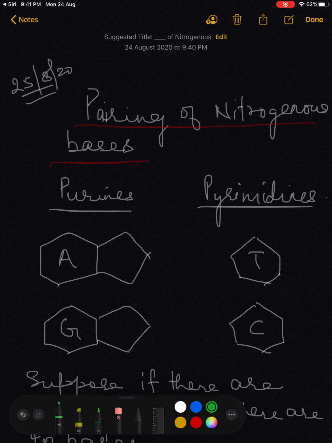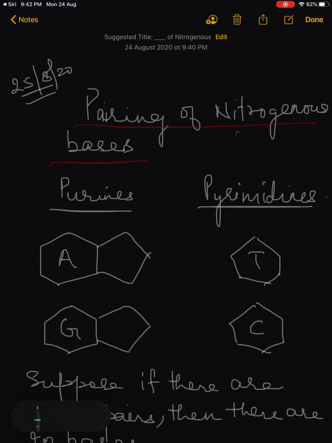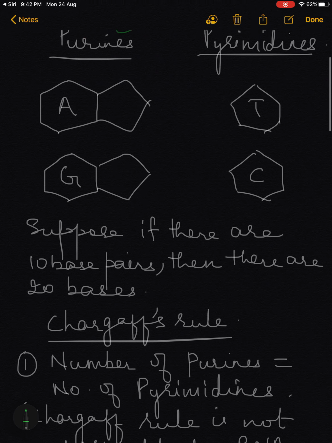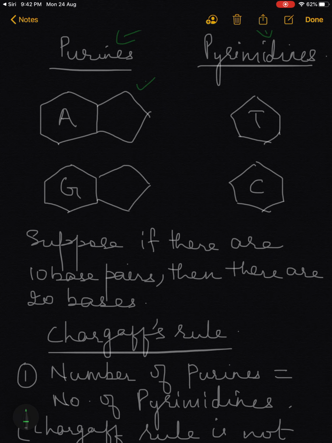Children, pairing of nitrogenous bases, all of you know how the nitrogenous bases are paired. There are two types of nitrogenous base, purines and pyrimidines, and we also know that purines are double-ring structures and pyrimidines are single-ring structures. I have made these, and these two are paired together. If this is a DNA sequence, then these are placed in front of each other. They are paired like this.